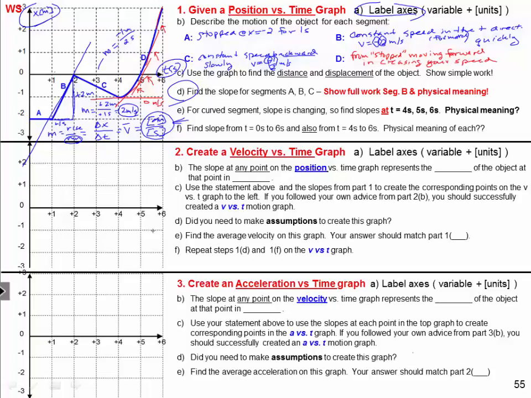So use the graph to find the distance and displacement of the object. Maybe I'll do this in green, so you can differentiate it from the other work here. Well, we need to know what the difference between distance and displacement is. Remember, distance is your odometer reading. If you move forward 10 feet, your odometer goes up by 10 feet. If you move backward 5 feet, your odometer goes forward another 5 feet. Odometers always move forward, and that's your distance.